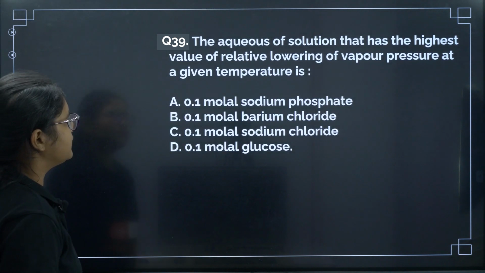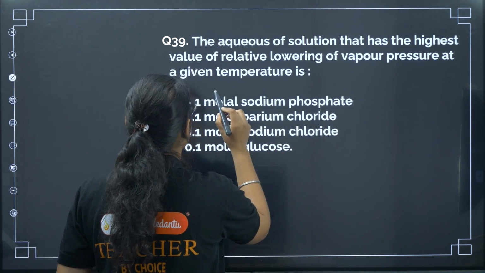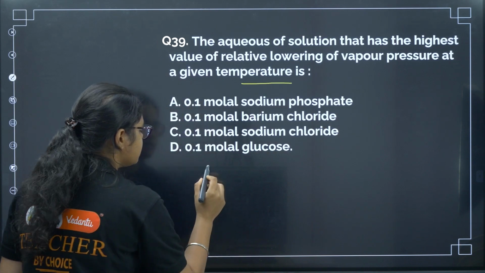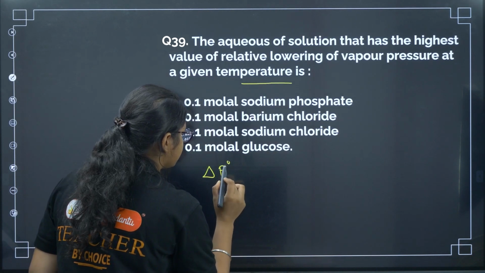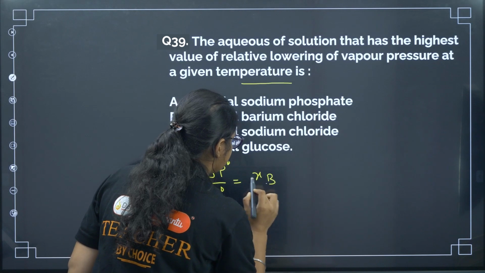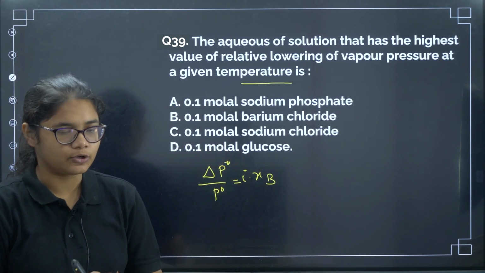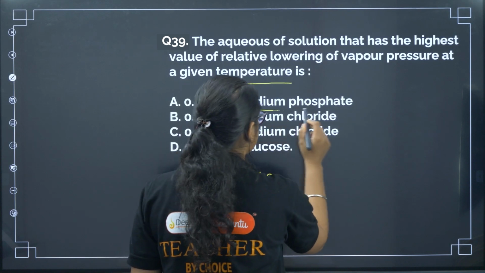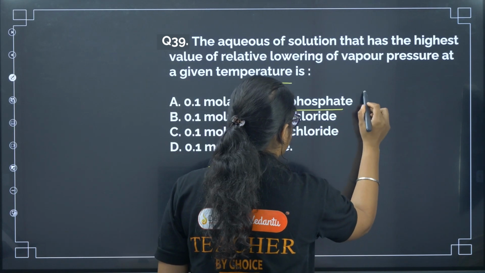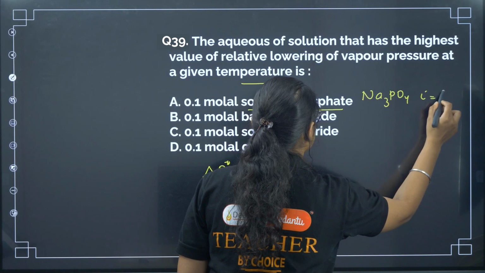Next, the aqueous solution that has the highest value of relative lowering of vapor pressure at a given temperature is. So we know that relative lowering of vapor pressure is delta P by P naught equal to XB, and i, if it is an electrolytic solute, we have to use i. So for the first one, sodium phosphate, that is Na3PO4, the i value is 4 here.